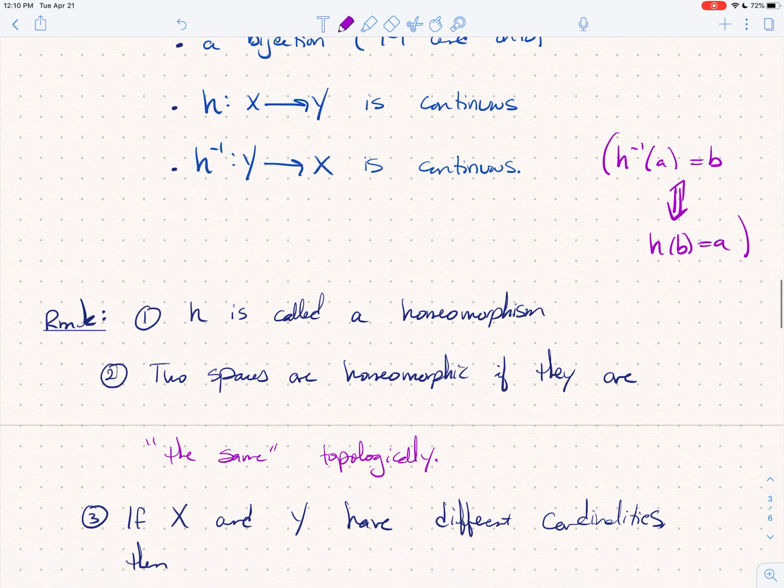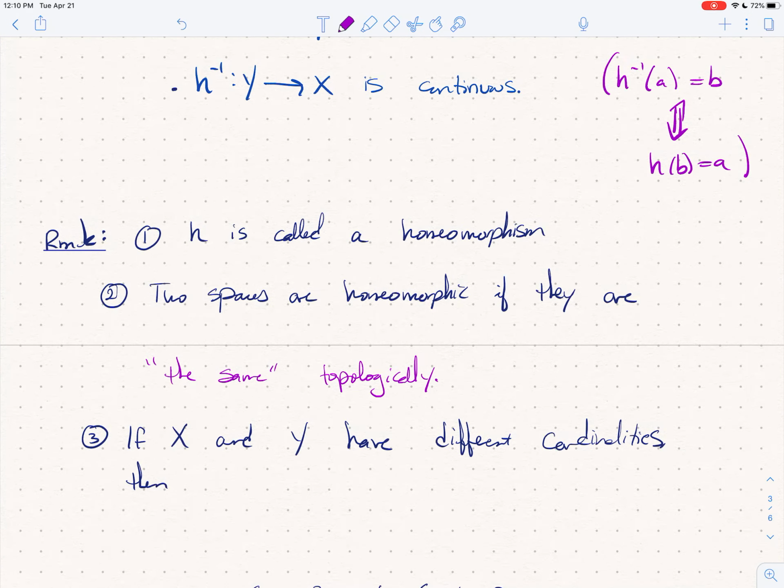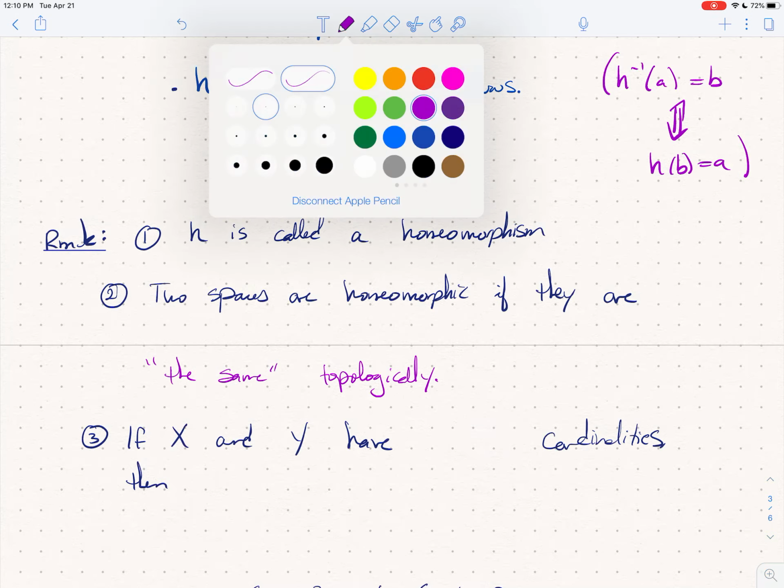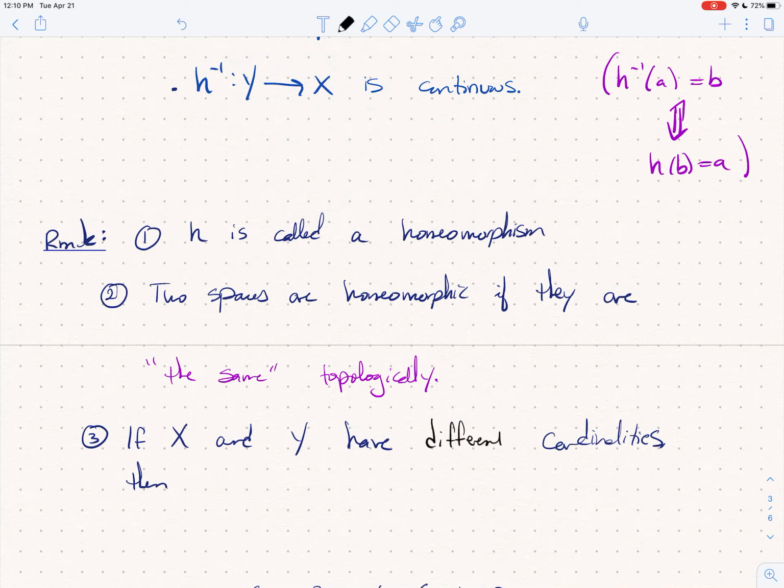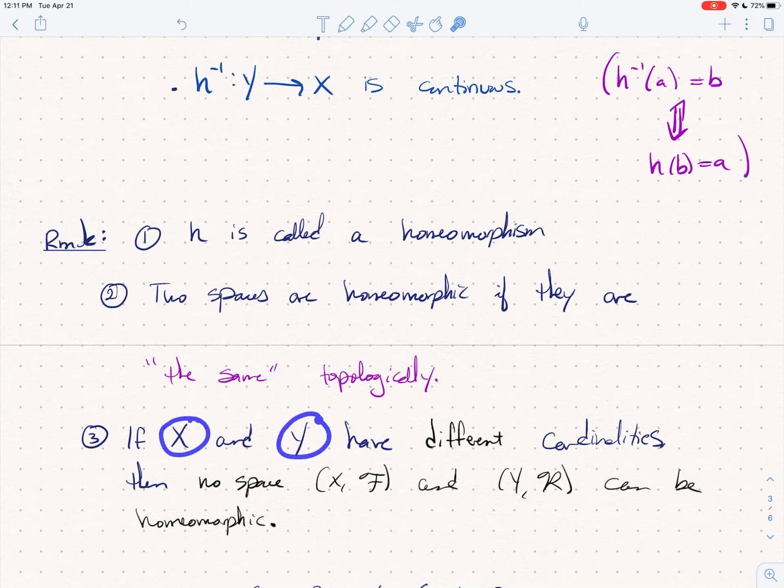I do want to make a third observation with you, and then we'll break the video and go on to the next part. So just think with me. If you have two different sets, X and Y, and they have different cardinalities, maybe they're both finite and X has 5 elements and Y only has 3, maybe X is countable and Y is uncountable, whatever, then you automatically know that no space X with some topology F and Y with some topology R can be homeomorphic. And why is that? Because you need a bijection from X to Y, and if they have different cardinalities, you're not going to get a bijection. That is an important observation to be aware of.